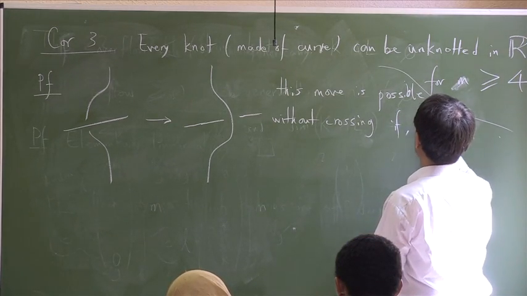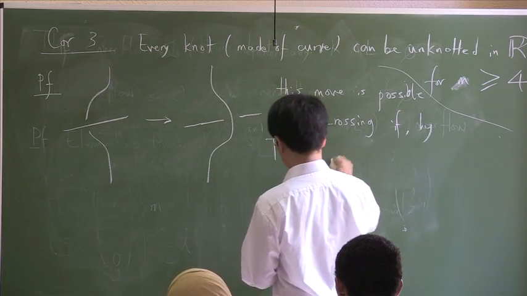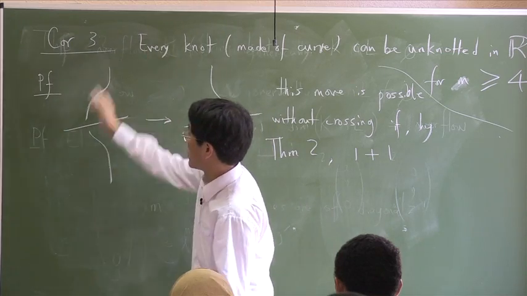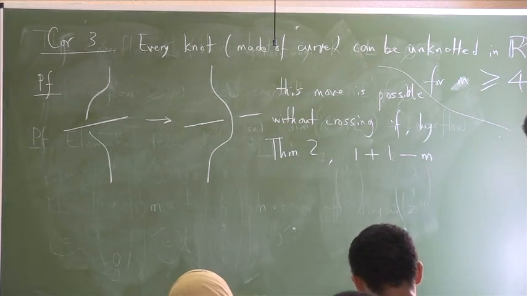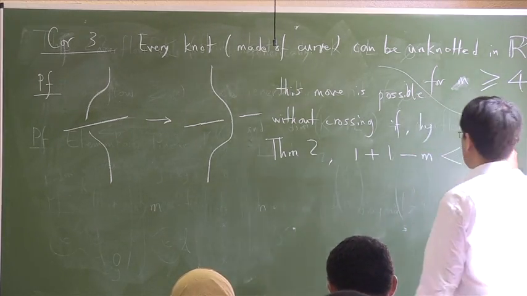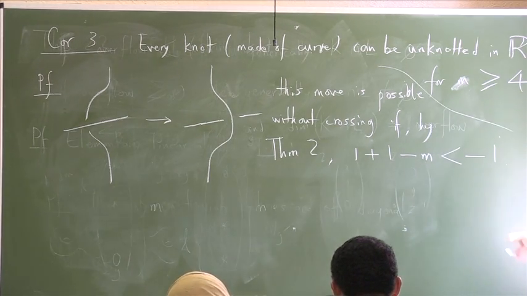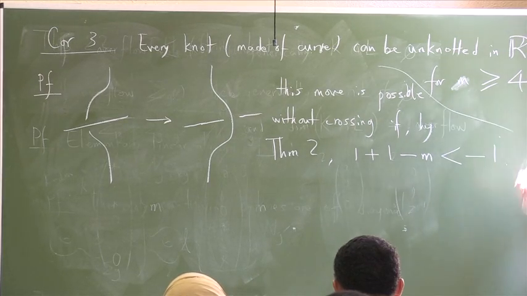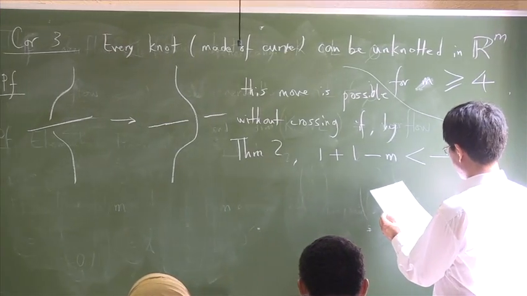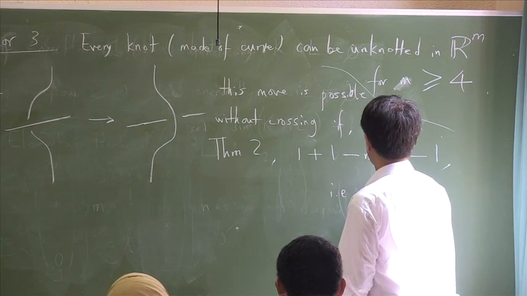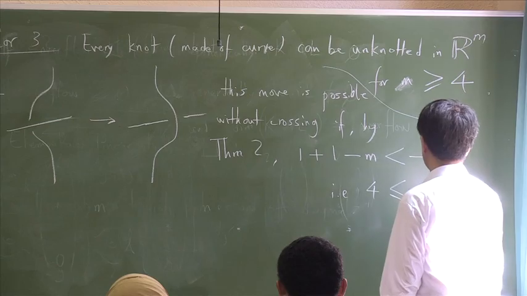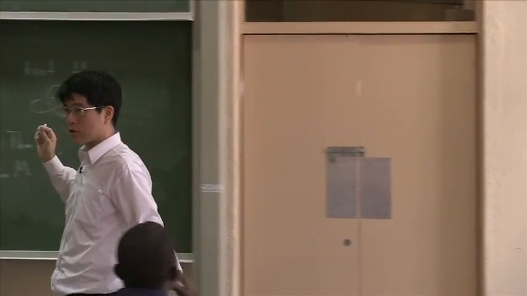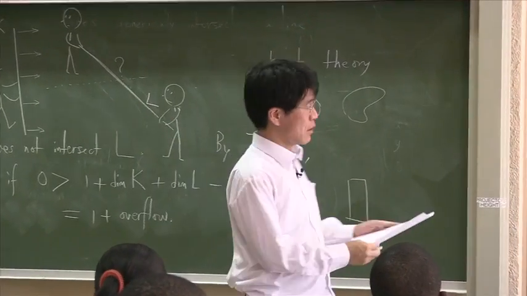By the theorem that we have just proved, theorem 2, the overflow, which is 1 plus 1, because you have one dimension here, one dimension here, minus the ambient dimension m, is strictly less than minus 1. But this inequality says that m is strictly greater than 3. That means m is greater than or equal to 4. In other words, in 4 dimensions and above, all knots can be unknotted. There are no knots. Everything is trivial. That's quite interesting.